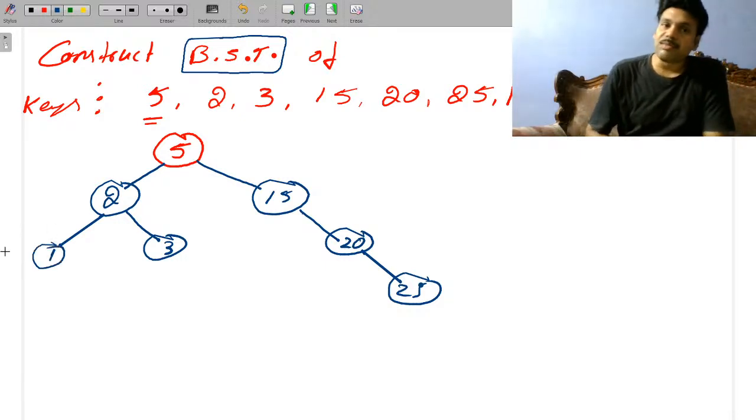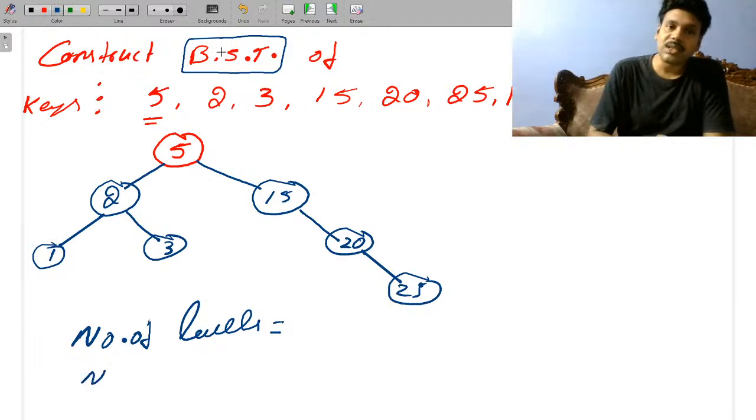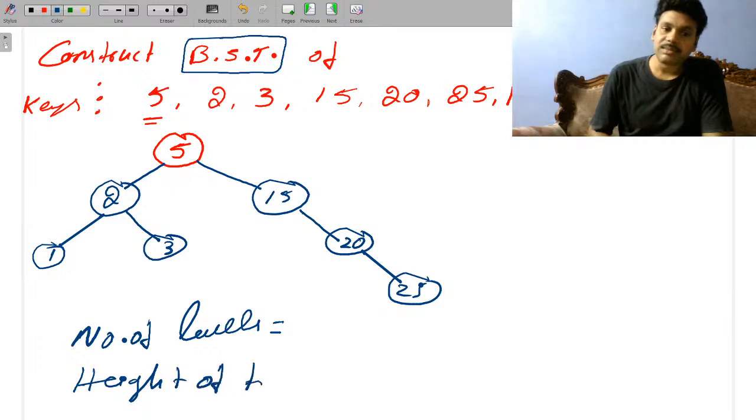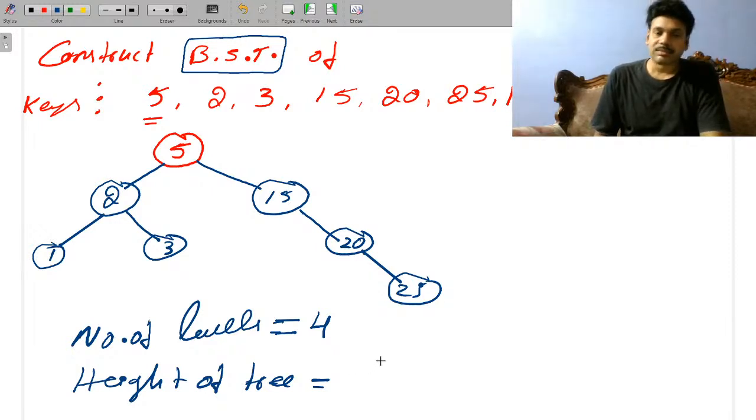So after construction of the binary search tree, you observe the number of levels. Please tell me what are the number of levels and what is the height of the tree. Number of levels are 4. Height of the tree, please respond from comment. Yeah, height of the tree is a 4.